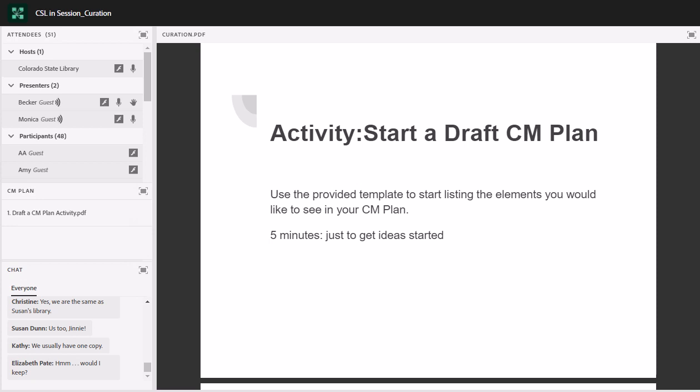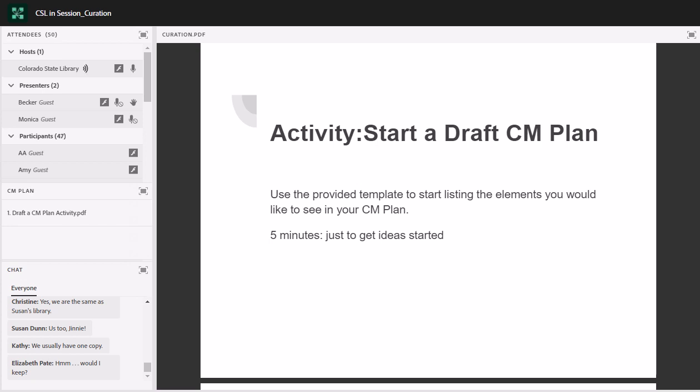If you want to ask any more questions in the chat or save any of your weeding tips, this would be a great time to do that as well. And for those who would like to download the template, if you just click on where it says draft a CM plan, it is a fillable PDF that will open or will allow you to download.